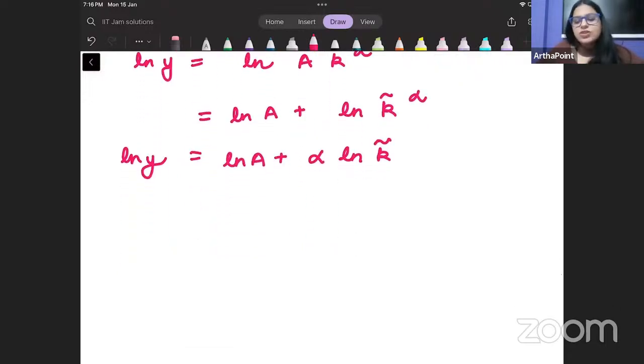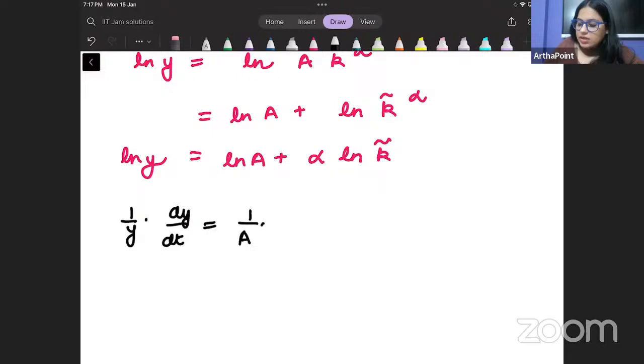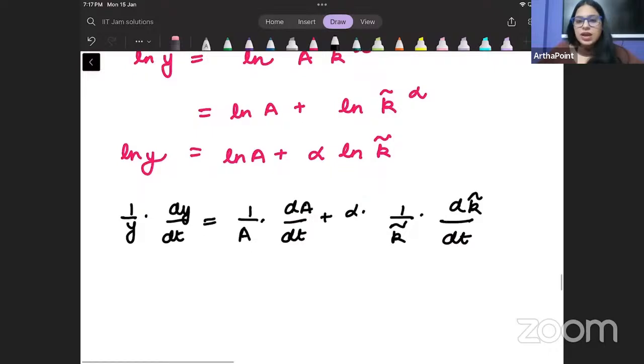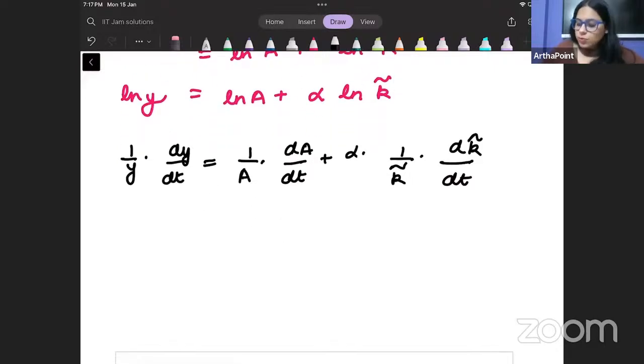बड़ा simple है. Just differentiate it with respect to time, and that's done. So if I just go ahead and differentiate this with respect to t, what will I get? I will get 1 by y dy by dt is equal to 1 by A dA by dt plus alpha 1 by k curl dk curl by dt. I am almost close to what we want to find out.